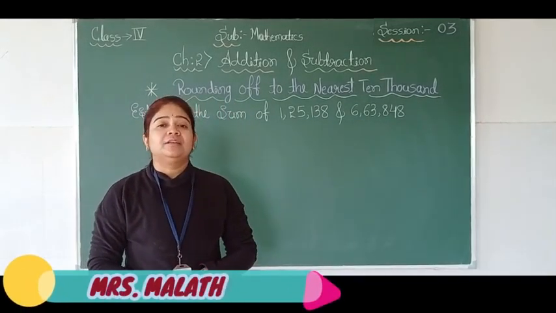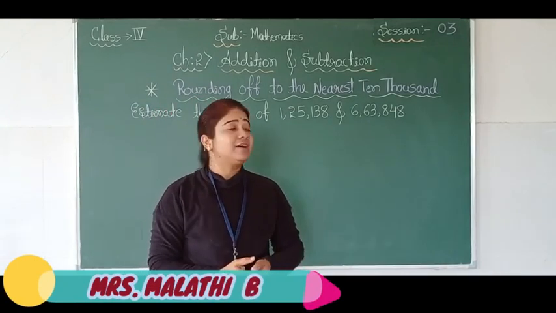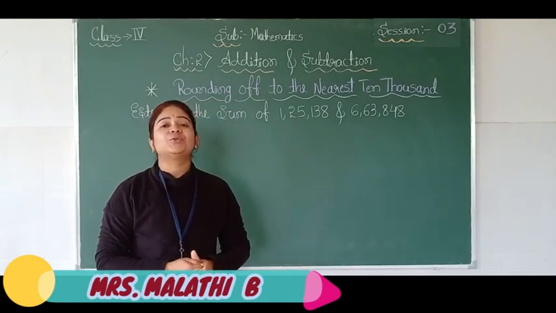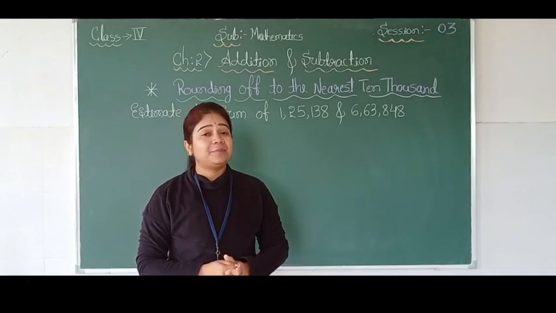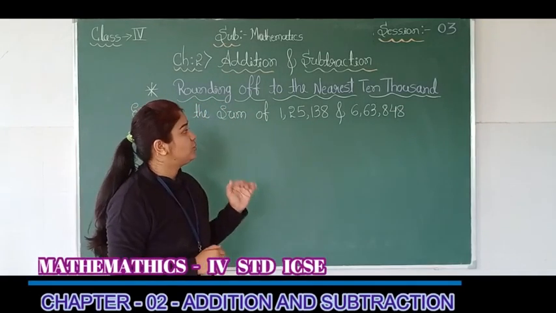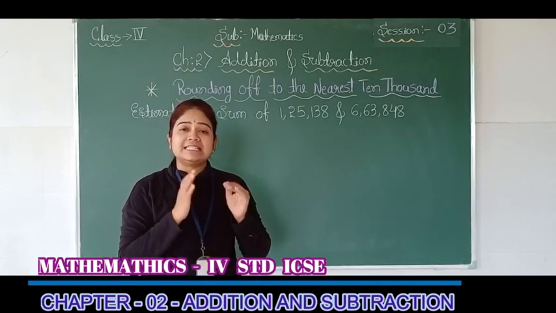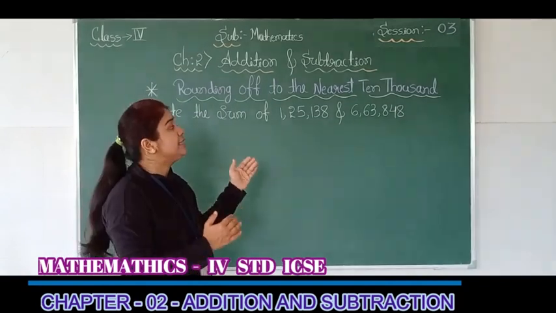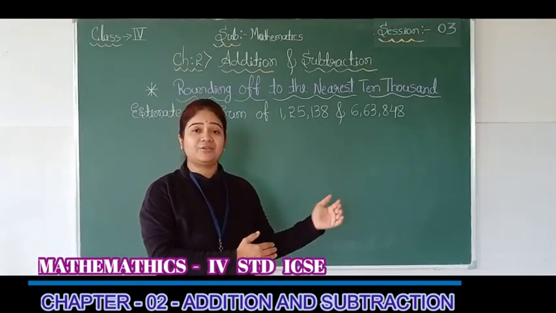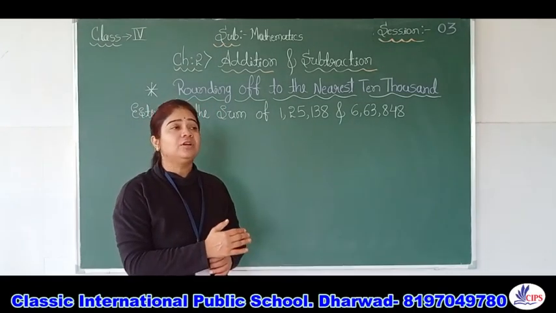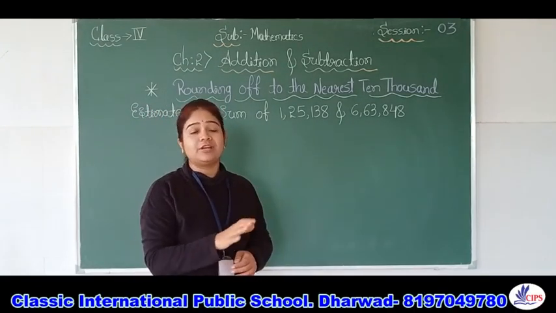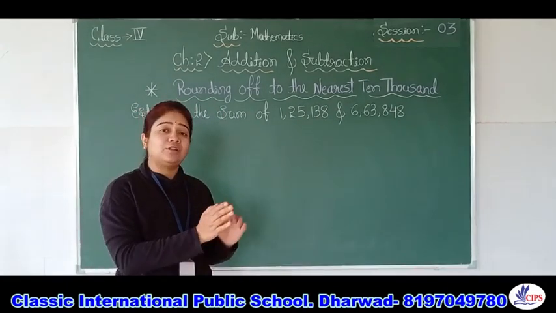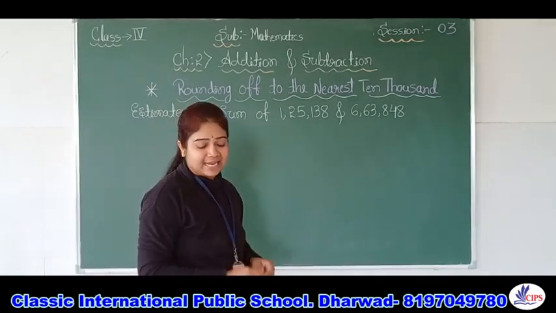In the last class we learned about estimating the sum, rounding up to the nearest thousand. You know the steps to solve estimating the sum with rounding to the nearest thousand place already. The same steps you have to apply to round off to the nearest 10,000. Same steps that you already learned for rounding off to the nearest thousand, only that you have to apply here. Okay, let's start.